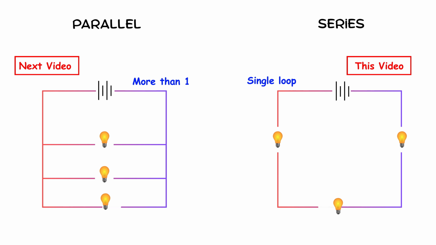A common point of confusion in exams is the difference between series and parallel circuits. In a series circuit, we only have a single loop where all the components are connected one after the other. On the other hand, parallel circuits contain more than one loop, and this small difference completely changes how we measure current, voltage, and resistance. In this video, we'll focus on series circuits and some of the calculations you might need to do, while in the next video, we'll look at parallel circuits.